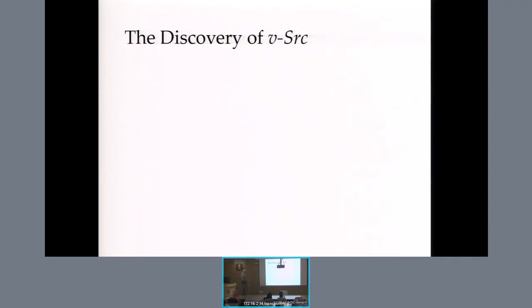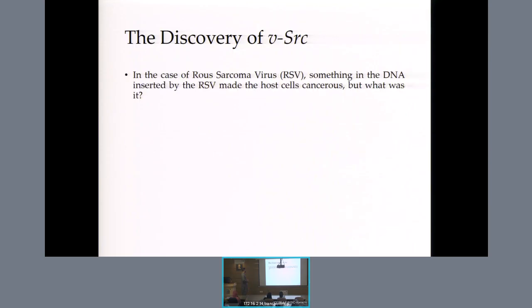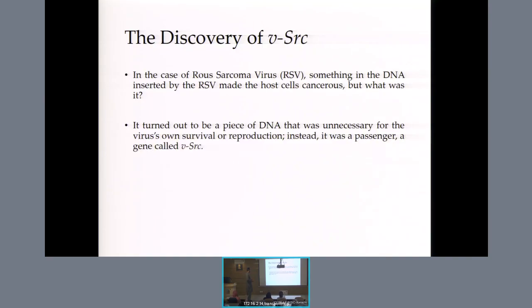So the discovery of v-SRC, that's the gene. In the case of Rous sarcoma virus, something in the DNA inserted by the RSV made the whole host cells cancerous. But the question is, what was it? It turned out to be a piece of DNA, a gene within the DNA, that was unnecessary for the virus's own survival. This gene has no effect on the virus's survival. Instead, it was a passenger, a gene called v-SRC. But when this gene comes into, let's say, humans, it may have a drastic effect.